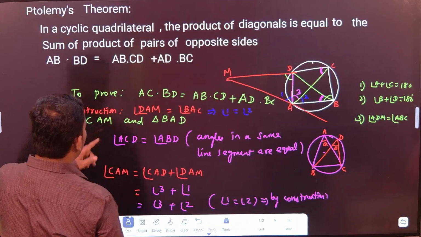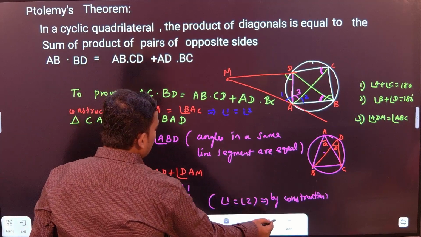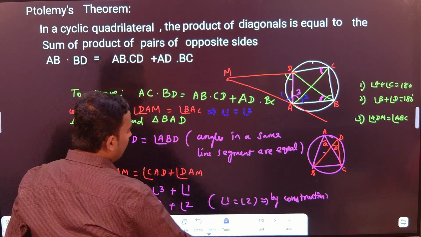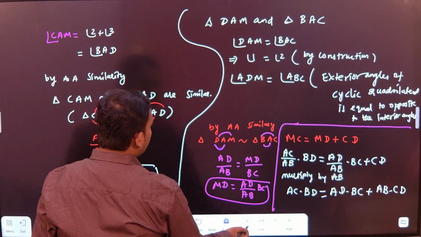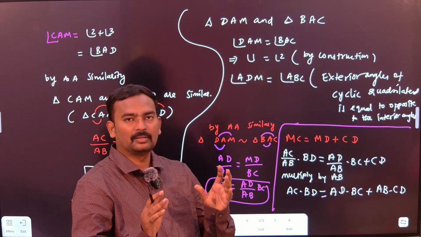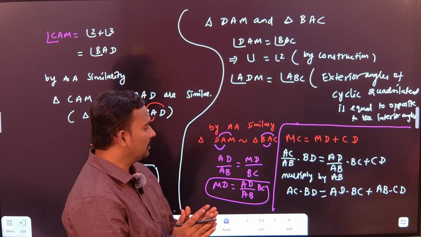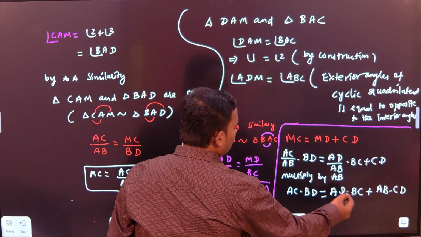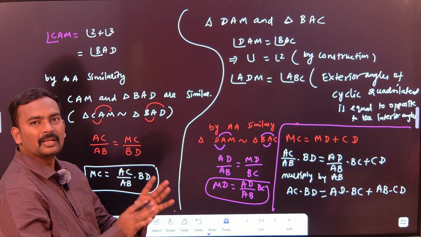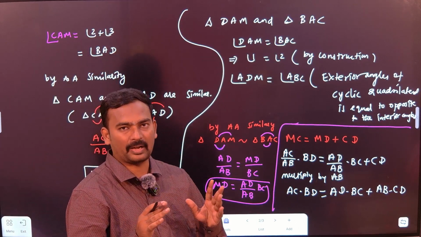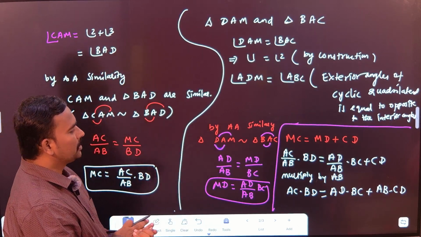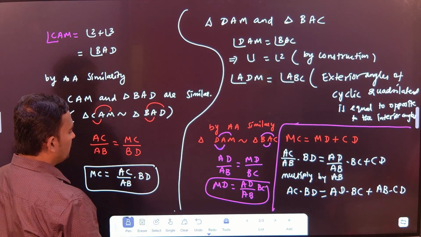So that is only what we need to prove. You can see AC into BD, right? So AB into CD plus AD into BC, correct? Yes, we proved. That means the product of the diagonals of the cyclic quadrilateral is equal to the sum of the products of the opposite sides, right? We proved. It's a very simple proof using the similarity of the two triangles, right? Okay, fine. I hope everyone understood. Then let me take an example.